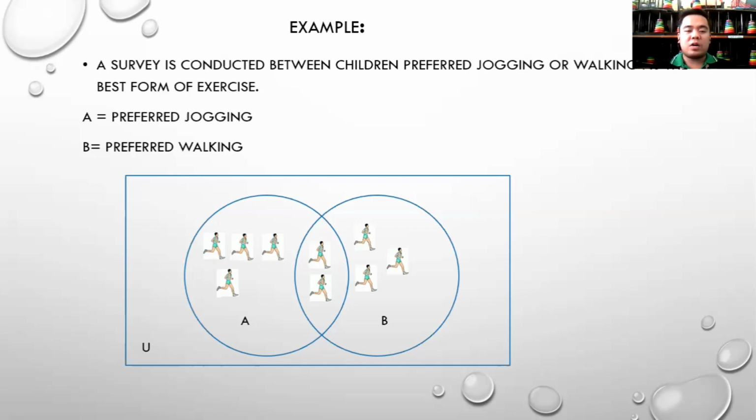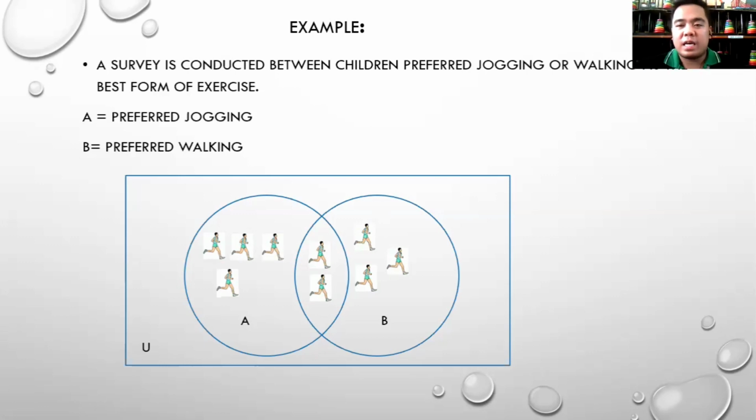If you count how many are in set A, we have 1, 2, 3, 4, 5, 6. There are 6. And in set B, 1, 2, 3, 4, 5. There are 5 elements. And the intersection, or the commonality of set A and set B, is only 2. So how are you going to interpret this kind of scenario? It's very important to interpret the Venn diagram in a very simple way.